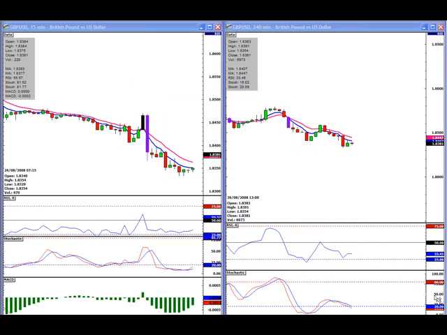I'm just back from vacation. I went to South Carolina last week. Wanted to trade yesterday, but it was a bank holiday for the UK, so I sat out and I went back in today, ready to look for trades.